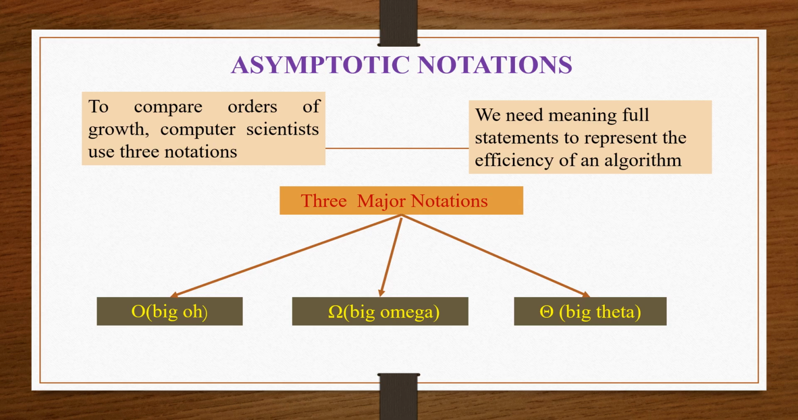So there are basically 5 types of asymptotic notation, but to compare orders of growth, computer scientists use 3 major notations. The 3 major notations are big O, big omega, and big theta.